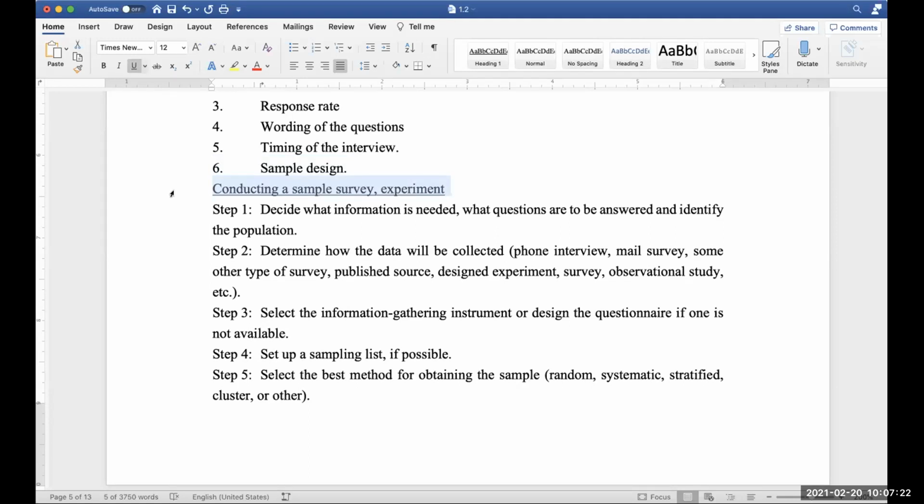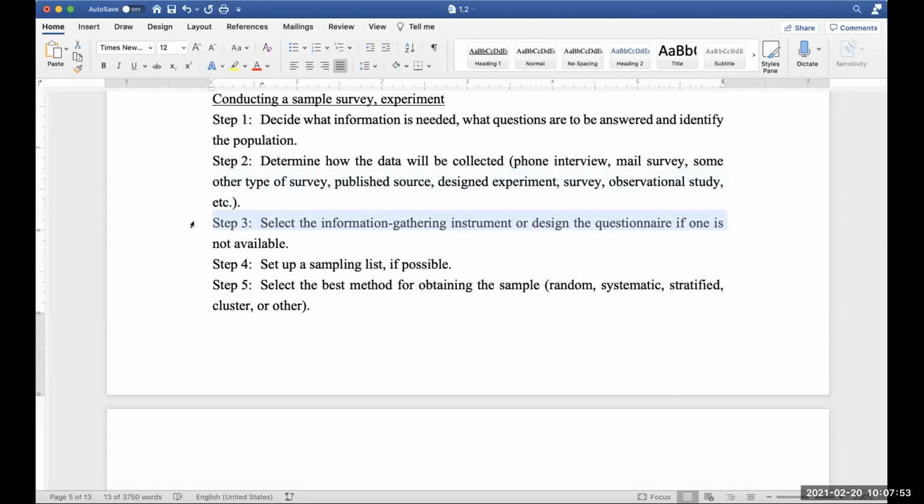To conduct a sample survey, first decide what information is needed, what questions are to be answered, and you must identify your population. Second, determine how the data will be collected: phone interview, mail survey, some other type of survey, published source, designed experiment, survey, observational study. Step 3, select the information gathering instrument or design a questionnaire if one is not available. Step 4, set up a sampling list if possible. Step 5, select the best method for obtaining a sample: a random sample, systematic, cluster, stratified, things of that sort.